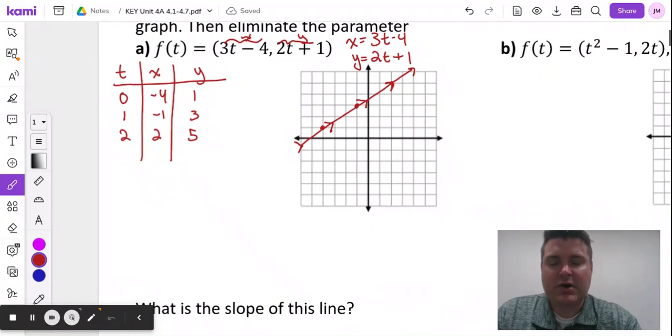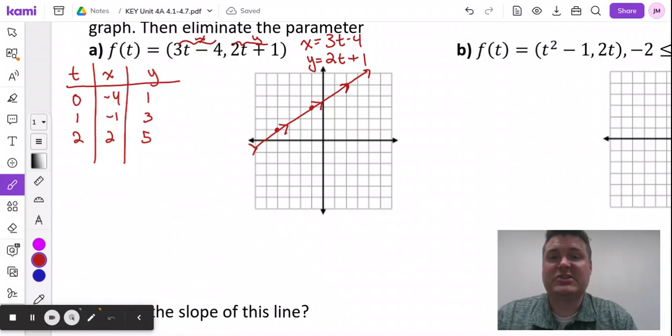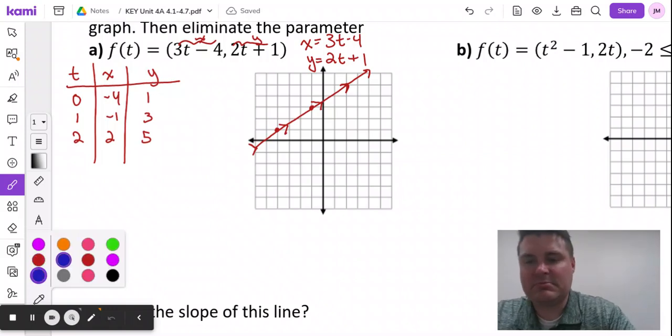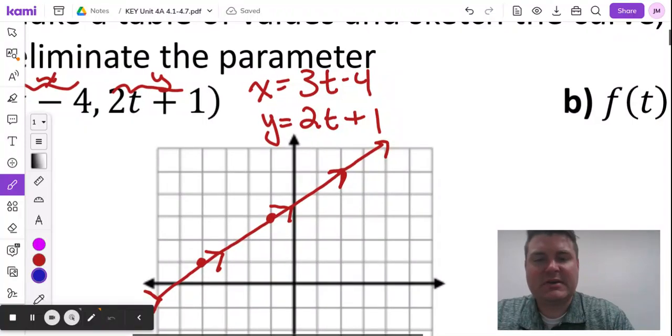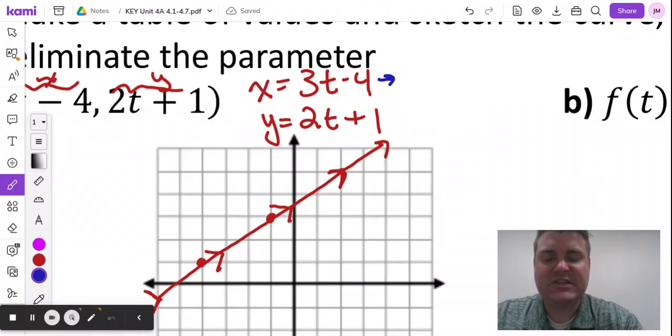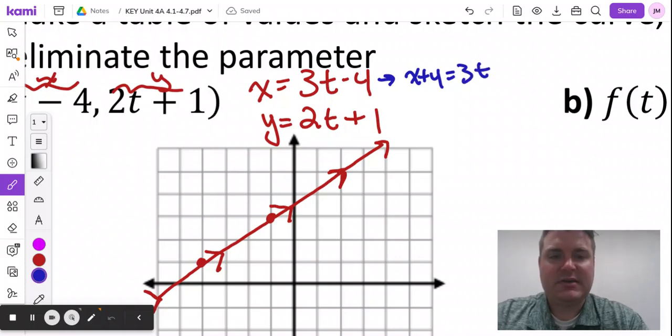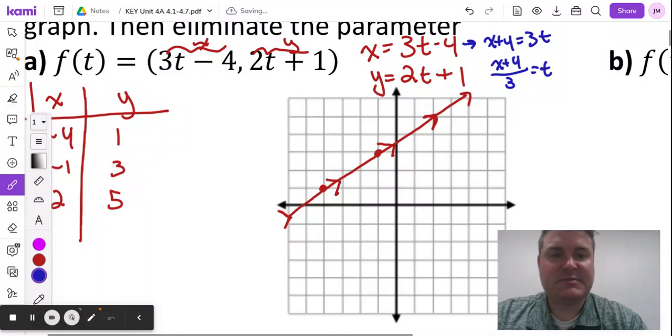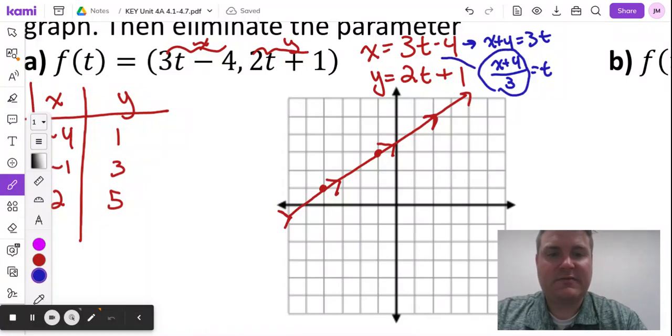Okay, and now we're going to do something called eliminate the parameter. Eliminate the parameter means that I'm going to solve for either t equals some expression of x or t equals some expression of y, and then we plug into the other one. So I'm going to solve for t on this one right here, on the x. If I were to solve for t, I add 4 to both sides. I'm going to get x plus 4 equals 3t. Divide both sides by 3. I'm going to get (x plus 4) over 3 equals t.